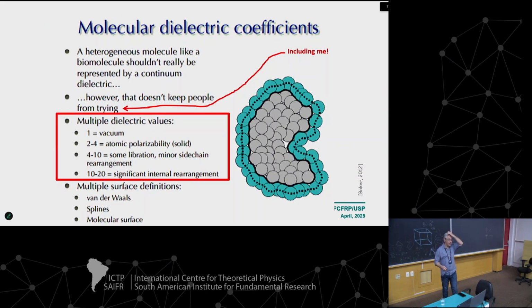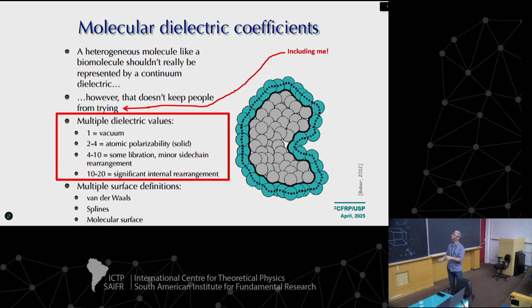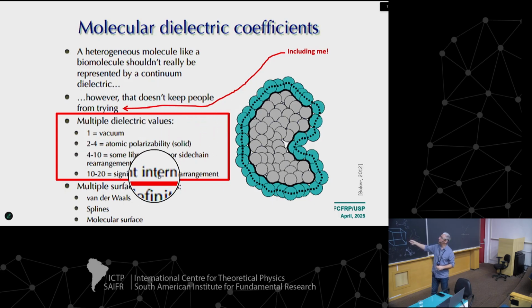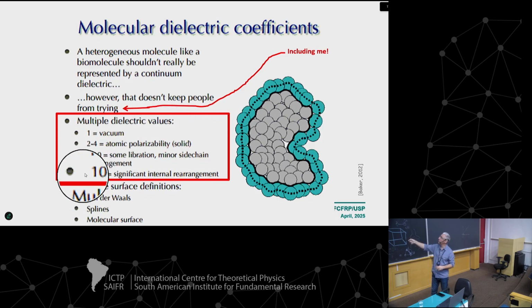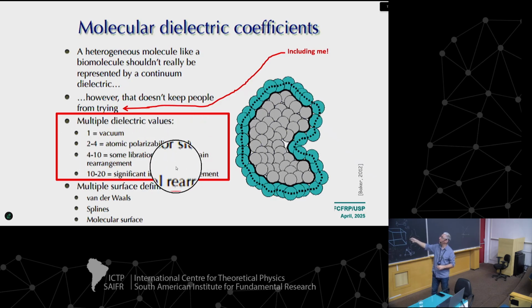If you try to use 2 parameters, this is what people are often doing. If they try to describe vacuum, they use 1 for the dielectric constant. If they just like to have some kind of solid description, they use something between 2 to 4. If you'd like to put more degrees of freedom in the problem, like rearrangements, people use something between 4 to 10.